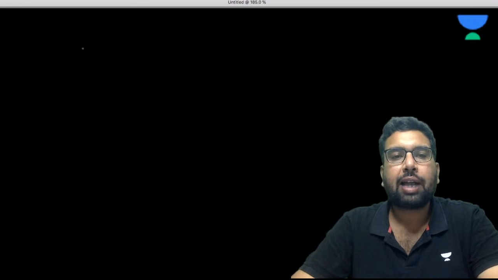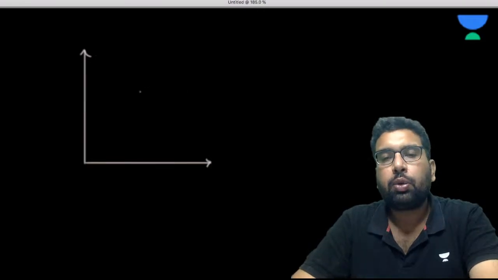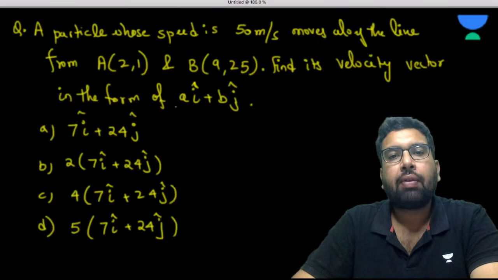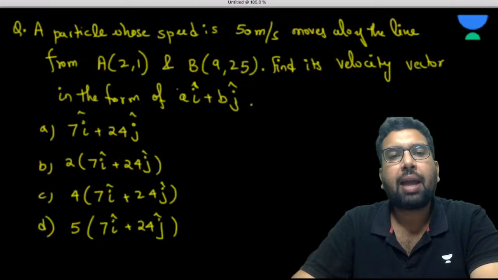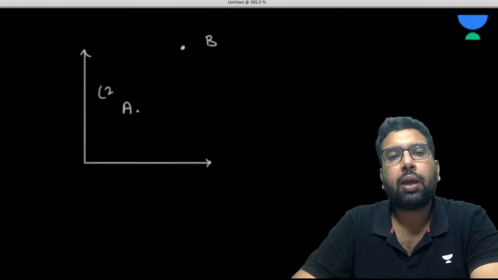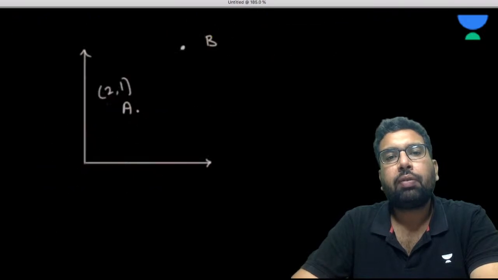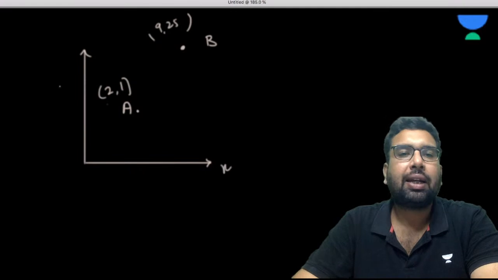Now let's try to understand this question. It says there are 2 points having the coordinates of A and of B. So B is 9 and 25, so it must be somewhere here. Just randomly I am taking it. A is 2 and 1. It is going to be 9 and 25. Now don't tell me that it must be more towards positive x, less towards y. You understand this now.